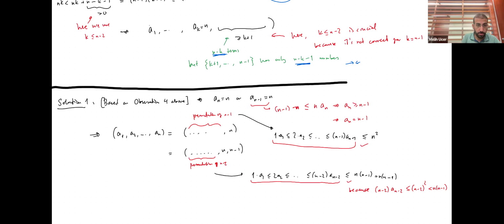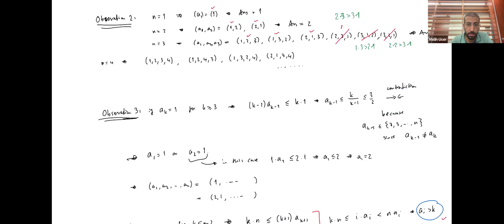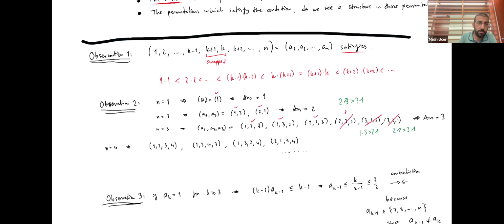So therefore, you can say, yeah, so the answer for n equals answer for n minus 1 plus answer for n minus 2. So the answer is Fibonacci. So, okay, here we really didn't need the n equals 4 observation.